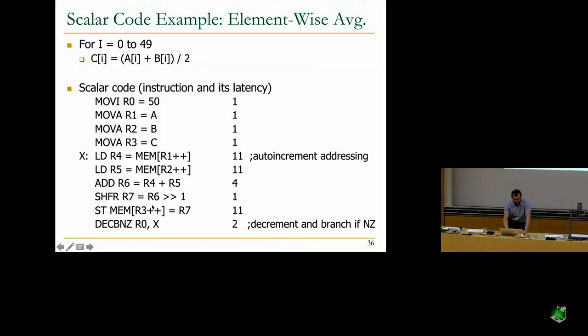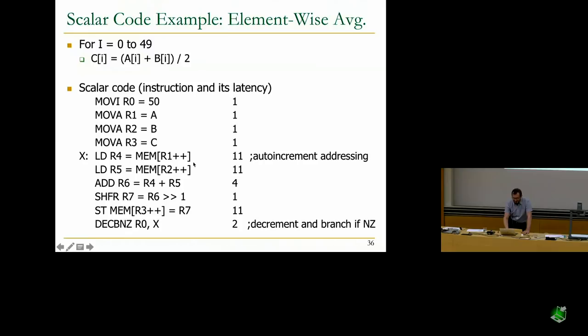Then you check whether you're actually done with the iterations. And this is also a special instruction. It does decrement and branch if not 0. Basically, it decrements R0, checks if it is 0 after the decrement. If not 0, then it goes back to X over here. This is essentially implementing this loop in a scalar way. Make sense? So, element by element.